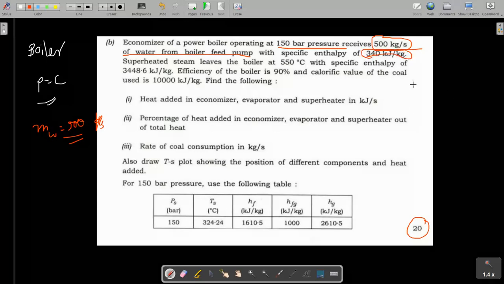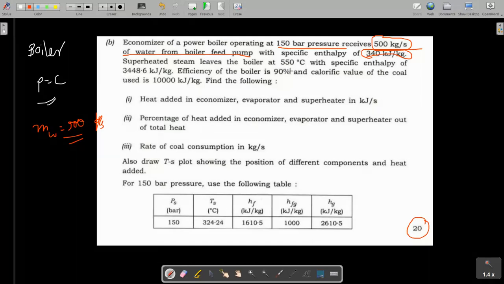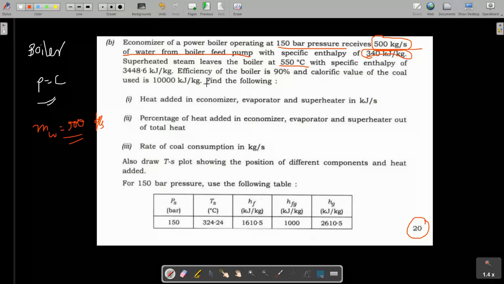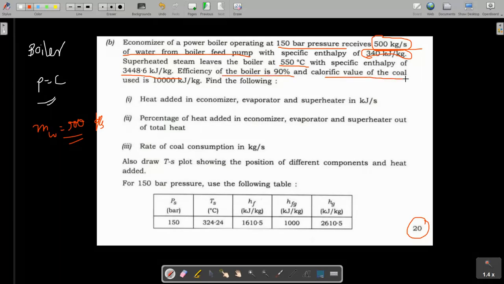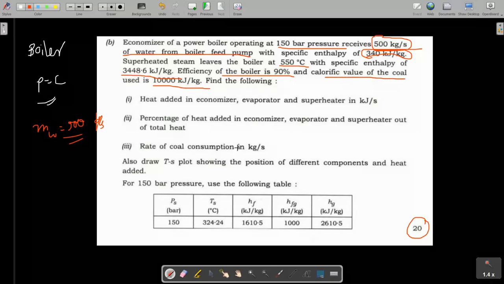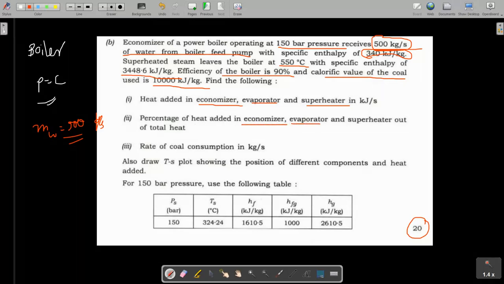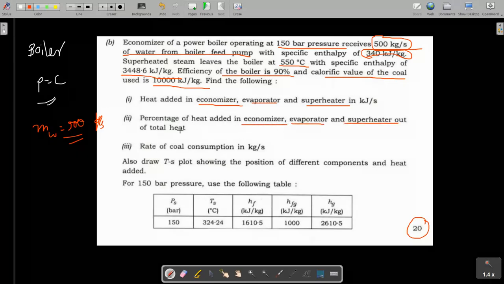That means the enthalpy of water at the inlet of the economizer is given, and the steam that leaves the boiler has 550 degrees Celsius temperature and specific enthalpy 3448.6 kilojoule per kg. The efficiency of the boiler is 90%, and the calorific value of the coal is given to us as 10,000 kilojoule per kg. So what you have to find out is the amount of heat added in the economizer, evaporator and superheater, and that heat in percentage terms, that is, in all three sections of the boiler how much percentage of the total heat is added in each section, and the rate of combustion of the coal.